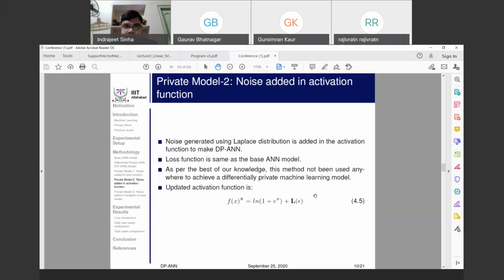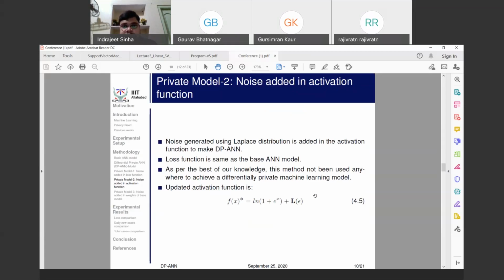In the second model, we use this method at the activation function, but we keep the loss function as it is. We have not seen this used anywhere else, so this is our novel work. The updated function is here. As I said, the function is softplus.